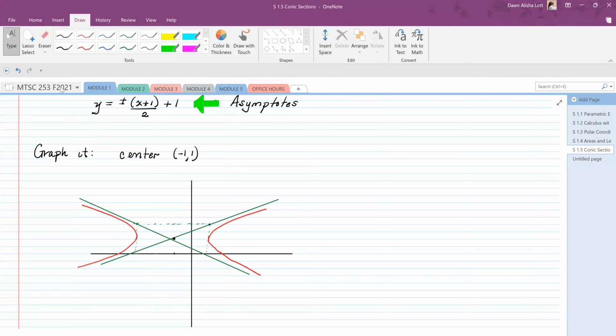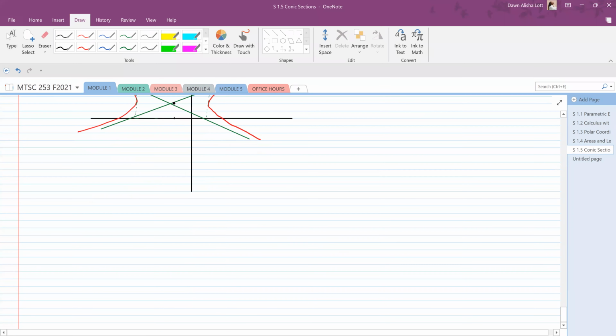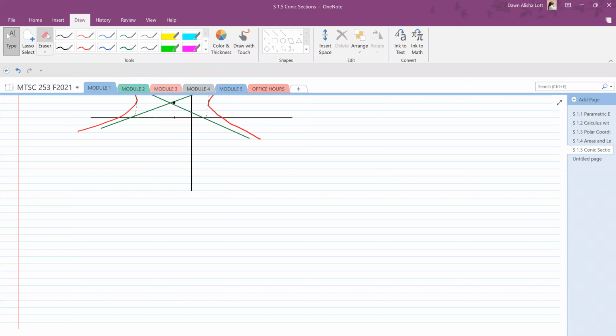All right, so let's talk about eccentricity. So what does that mean? Well, you know, some hyperbolas and some ellipses are kind of flat. All right, so the eccentricity talks about the ratio of the different axes and what we have. Okay, so eccentricity.